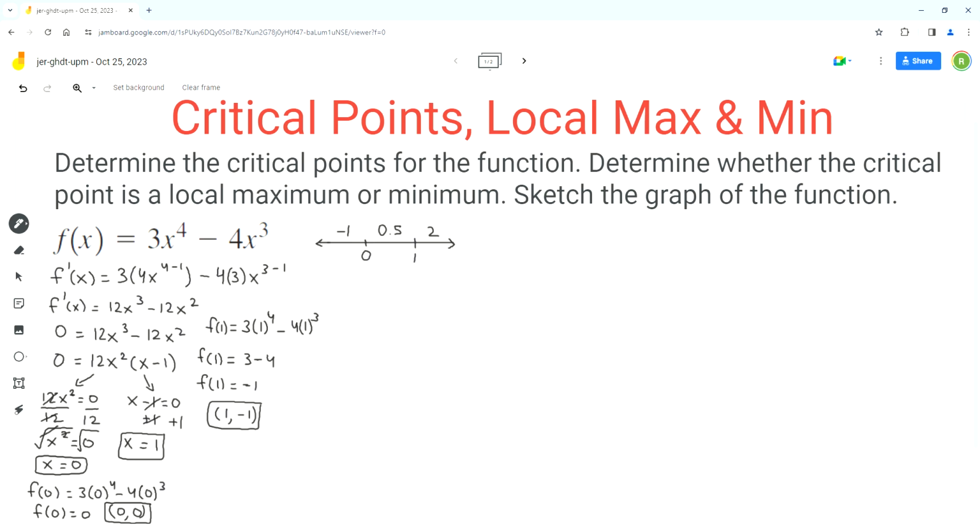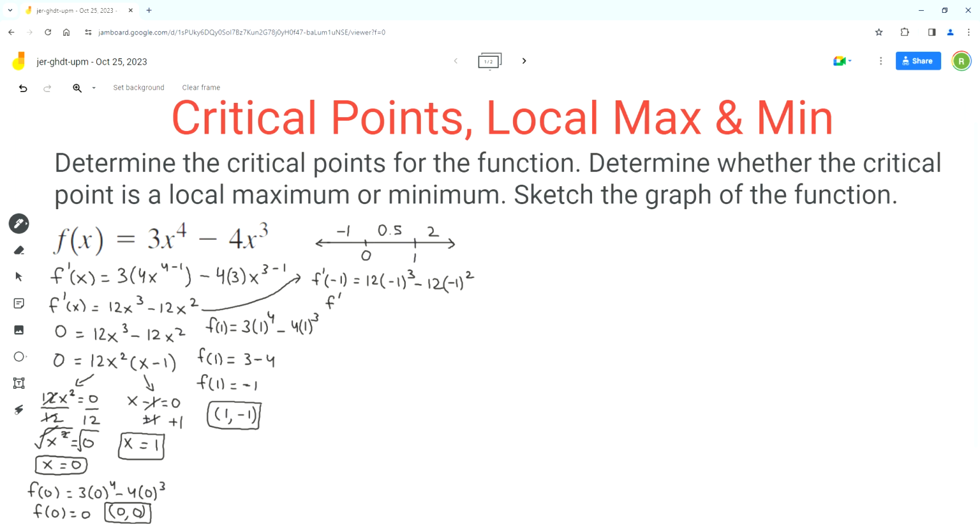Now we have to substitute these test values one by one in f prime of x, not f(x). So we'll use this. If f prime of x is greater than 0 in an interval, that means the function is increasing in that interval. And if f prime of x is less than 0, that means the function is decreasing in that interval. So let's start with f prime of -1. We get 12 times (-1)^3 minus 12 times (-1)^2.